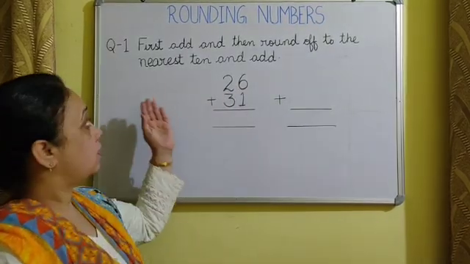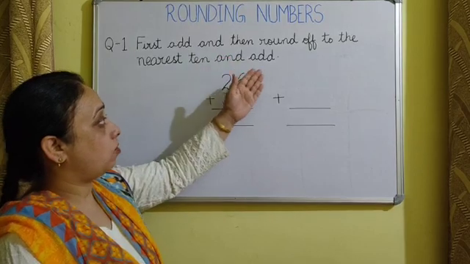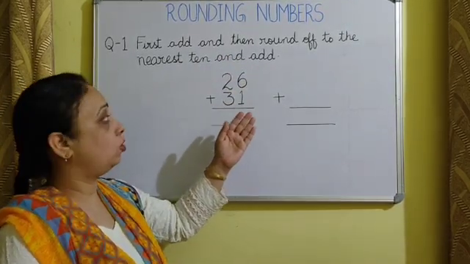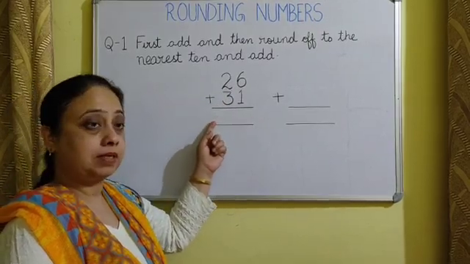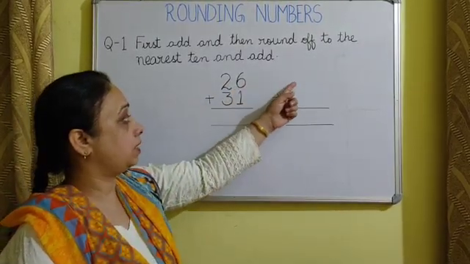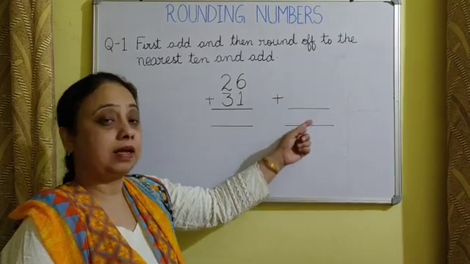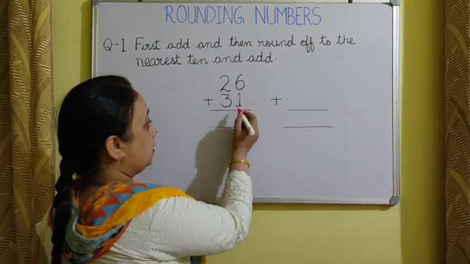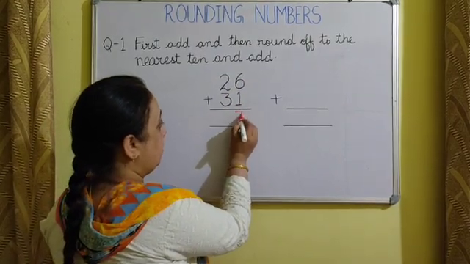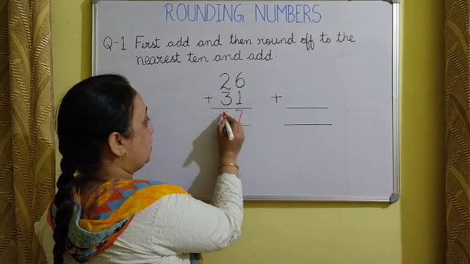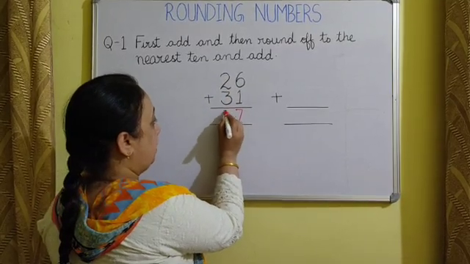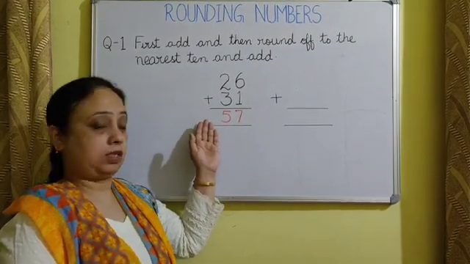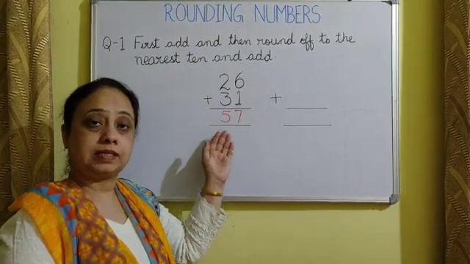The first question is: first add, then round off to the nearest 10, and then add. So what do we have to do? We have to first add these numbers, then round off these numbers, and then add. So first we'll add here: 6 plus 1 is 7, 2 plus 3 is 5. So when we add 26 and 31, the sum is 57.